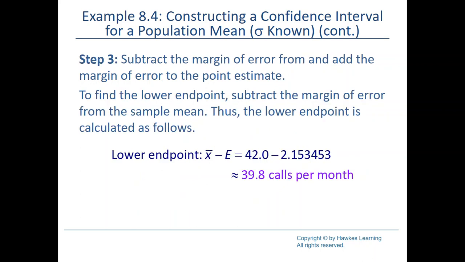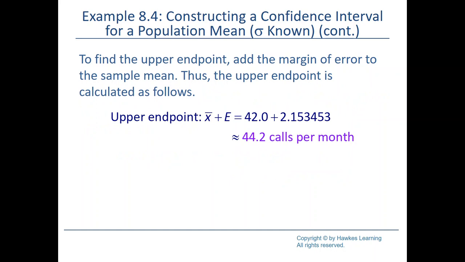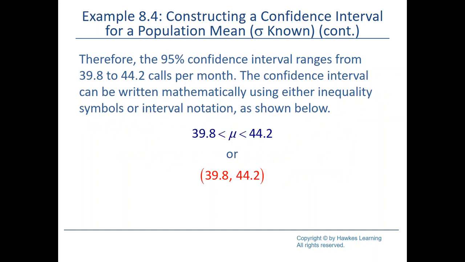And then the last step is to get the interval itself. I'm going to take that point estimator, which we said was 42, and subtract that 2.153453, which is going to be 39.8. And then I'm going to add it, so 42 plus that 2.153453, which is about 44.2. And there we go. So therefore, we are 95% confident that the interval ranges from 39.8 to 44.2 calls per month. And that's basically what our interval itself is going to be.